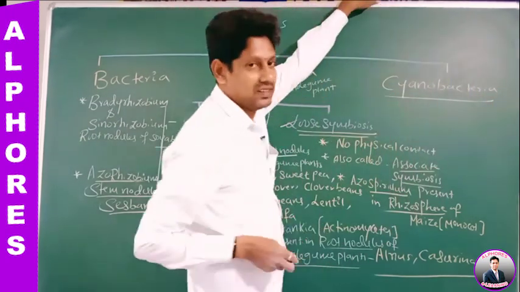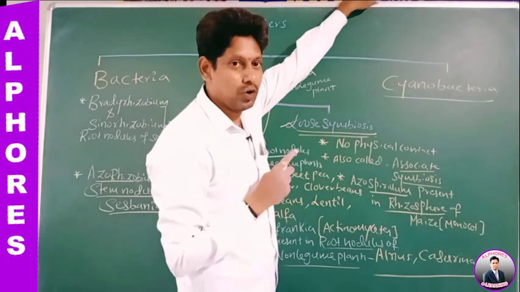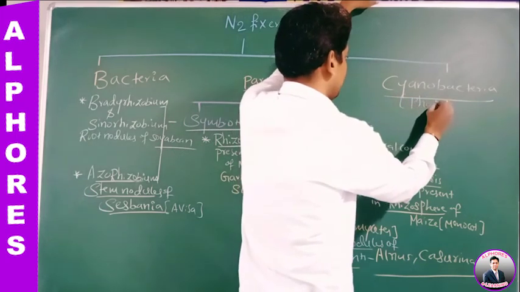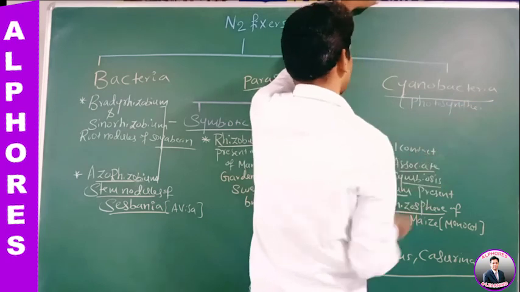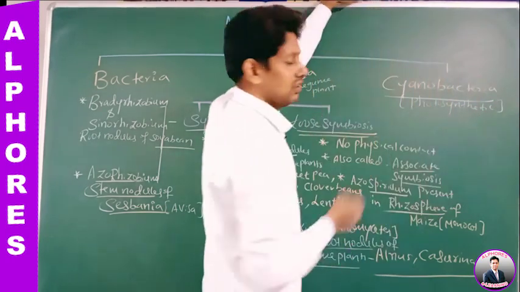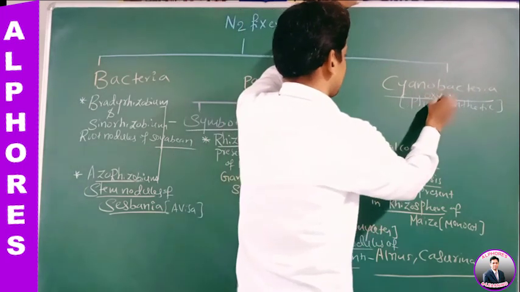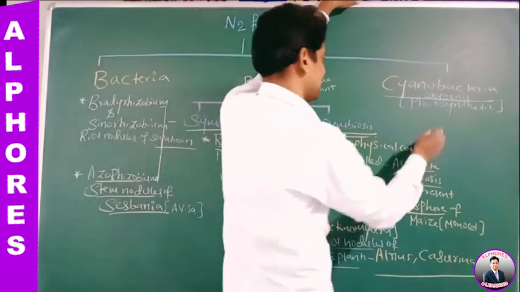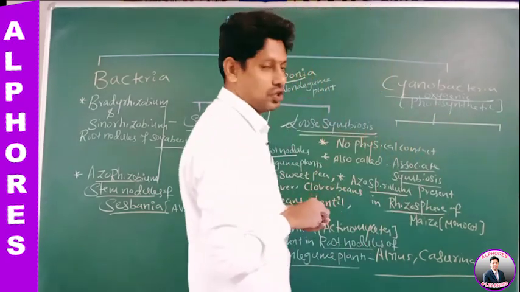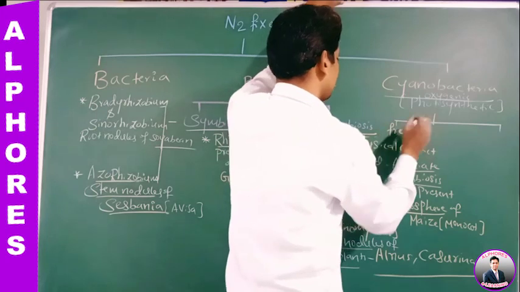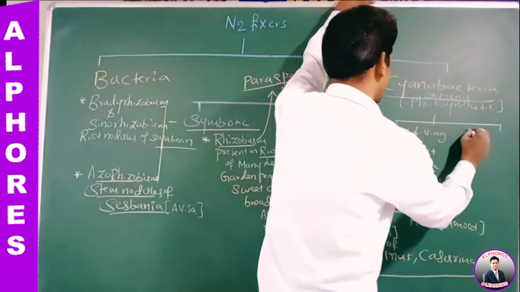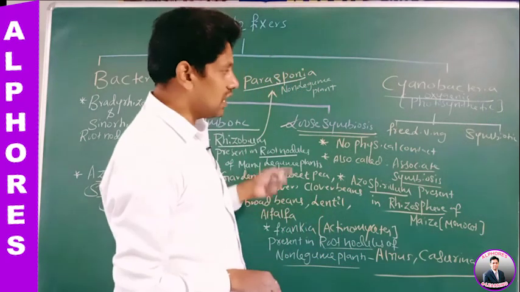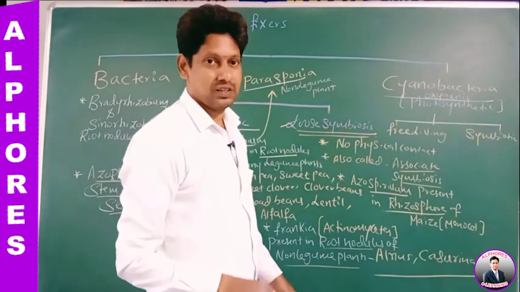Now go for the last one, cyanobacteria. Cyanobacterial nitrogen fixers are photosynthetic. They are oxygenic photosynthetic organisms, releasing oxygen during photosynthesis. Cyanobacteria can fix nitrogen either in free living form or in symbiotic form. Is it okay? Right? Thank you.